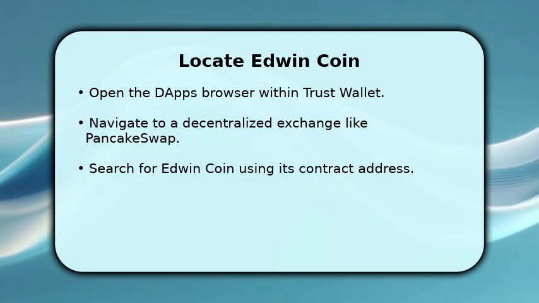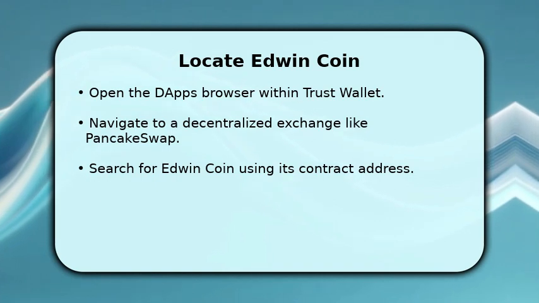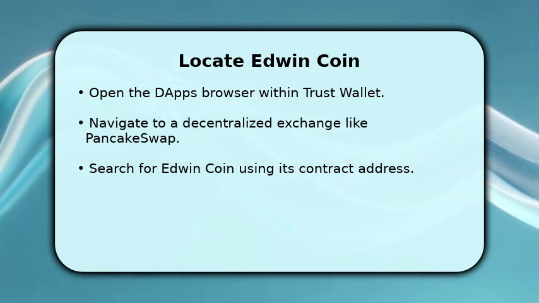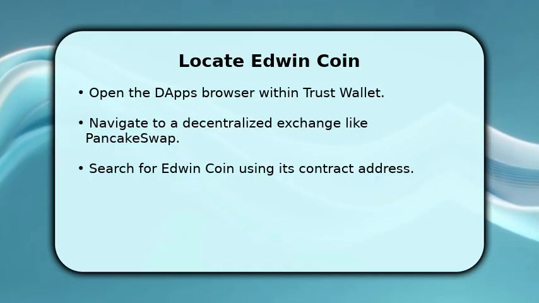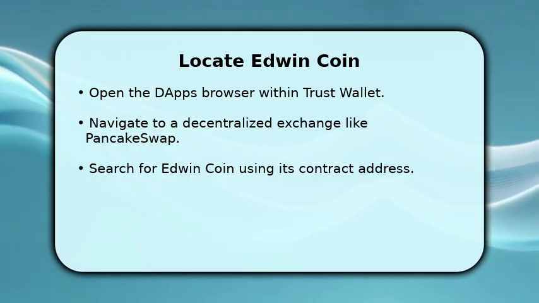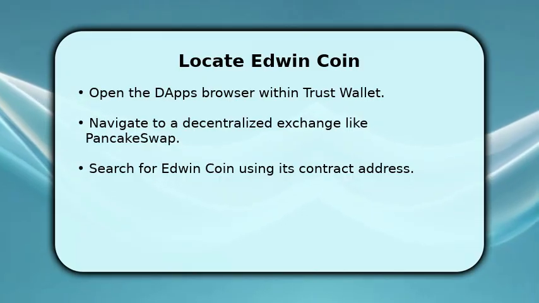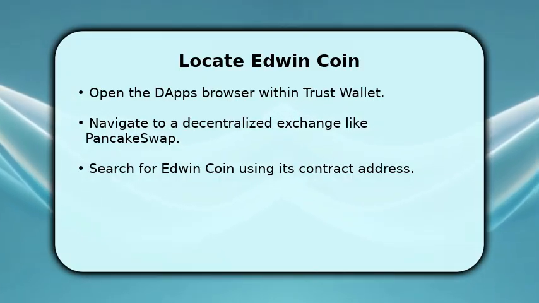Next, open the dApps browser directly within your Trust Wallet. This browser allows you to interact with decentralized applications. From there, you'll want to go to a decentralized exchange, such as PancakeSwap. Once on the exchange, use the search function to find Edwin Coin, often by pasting its specific contract address.